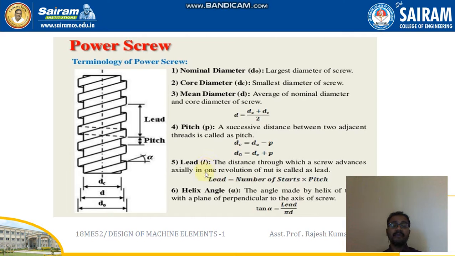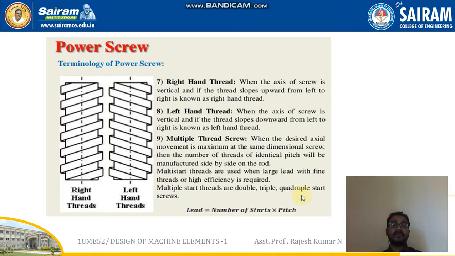And lead is the distance through which a screw advances axially in one revolution of the nut, that is one complete rotation of the nut. The formula to find the lead is number of starts into pitch. Helix angle alpha is the angle made by the helix of the thread with a plane perpendicular to the axis of the screw. The formula to find the helix angle is tan alpha equals lead divided by pi d, that is L divided by pi d.